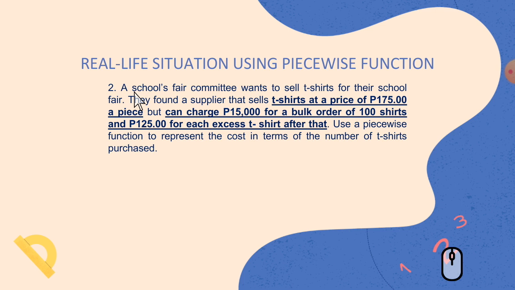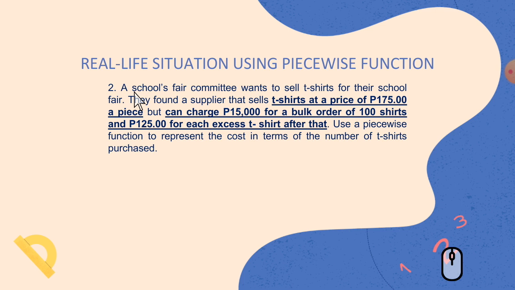Magcha-charge ng 15,000 pesos for a bulk order of 100 shirts, and 125 pesos for each excess t-shirt after that. Now use a piecewise function to represent the cost in terms of the number of t-shirts purchased.